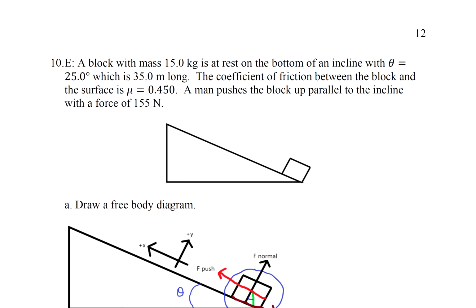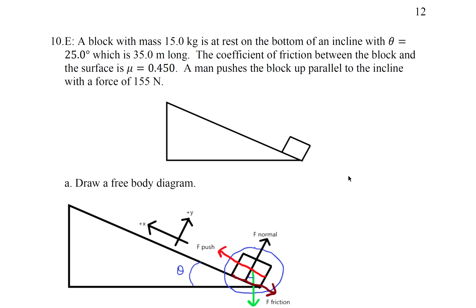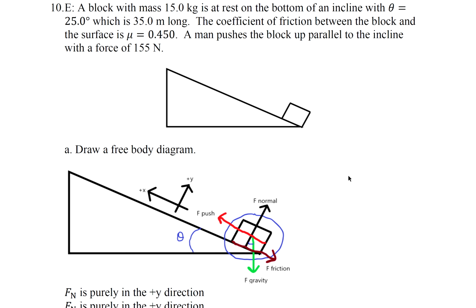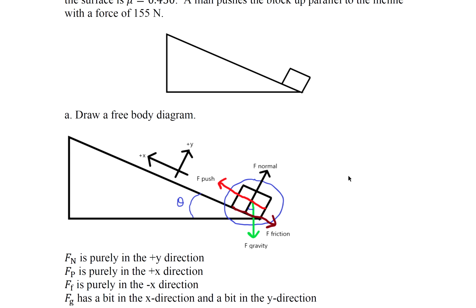Question 10. A block with mass 15 kilograms is at rest on the bottom of an incline with theta equal 25 degrees, which is 35 meters long. The coefficient of friction between the block and the surface is mu equals 0.450. The man pushes the block up parallel to the incline with a force of 155 newtons. Part A, draw a free body diagram. So circle the object, label the forces, put an x and y axis, and use the equation.